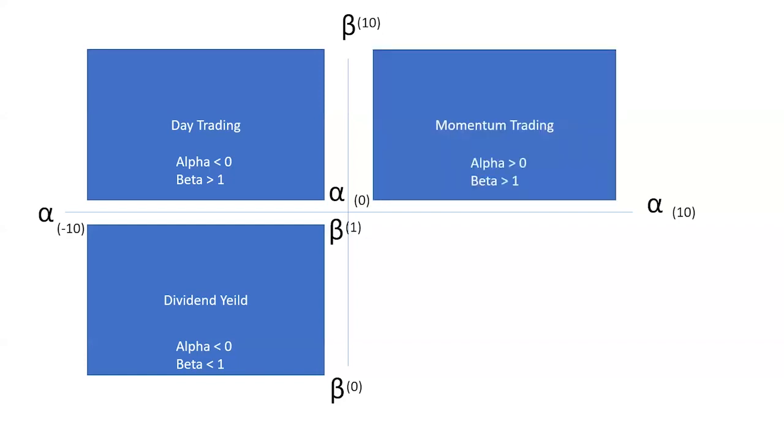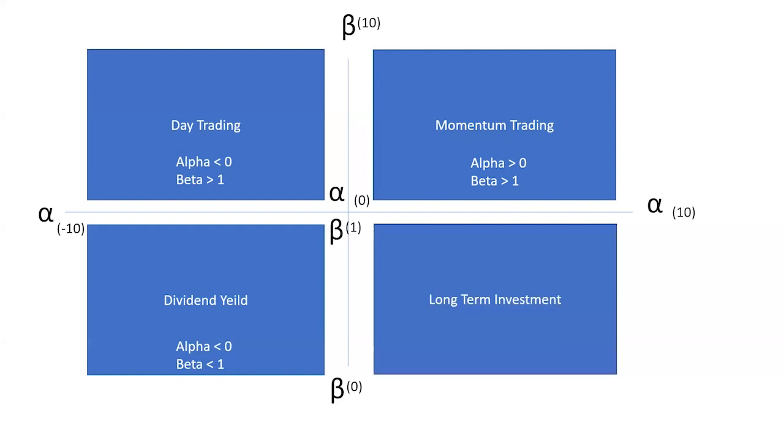Next is where alpha is greater than 0. This is quadrant 1, and beta is greater than 1, meaning the selected stock is beating the index, it is growing, and it is also volatile. This is used for momentum trading. Momentum trading is a whole new topic. It requires another video. I will make another video for momentum trading.